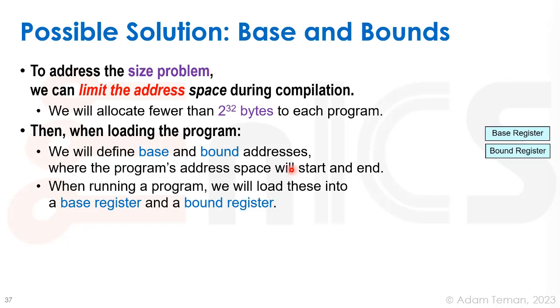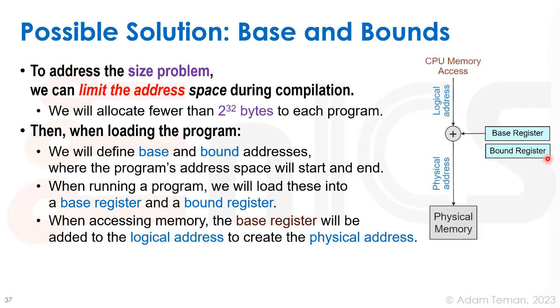So how do we do this? We basically have 2 registers inside our architecture. One would be called a base register, and one would be called a bound register, or something similar to that. And we'll load the base of our address space and the bound of our address space into these registers.